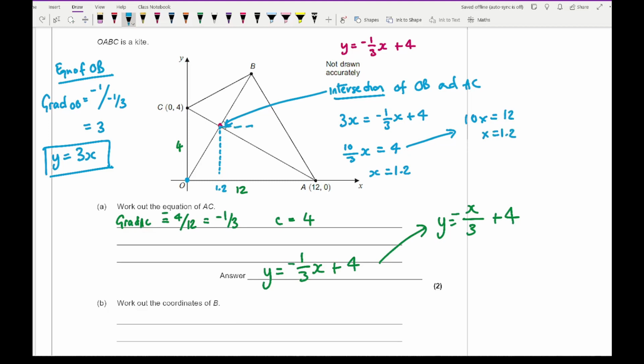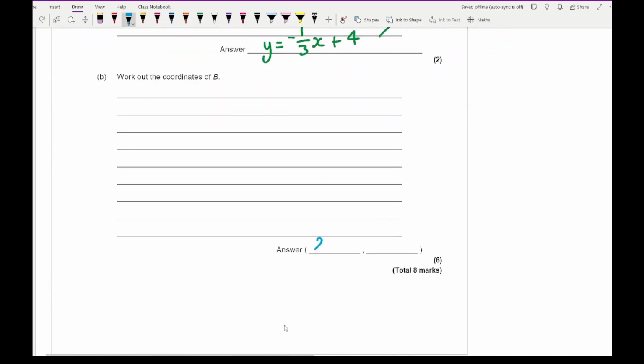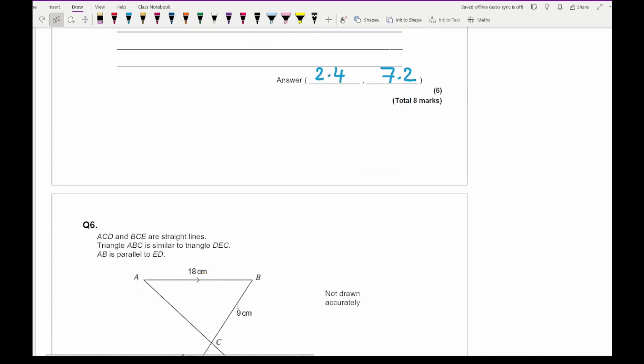Now these two triangles here are going to be exactly the same, so this is going to be double of that, which is 2.4. So the x ordinate of B is going to be 2.4. Now if the equation of the line OB is y equals 3x and x equals 2.4, to find the y ordinate, all I need to do is just substitute x equals 2.4. So 3 times 2.4 gives me 7.2. So the y ordinate is going to be 7.2, giving me a B coordinate of 2.4 and 7.2. Now if you were to give your answers as a fraction, that would have been absolutely fine as well.